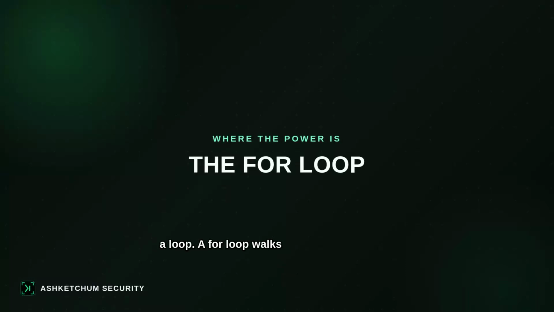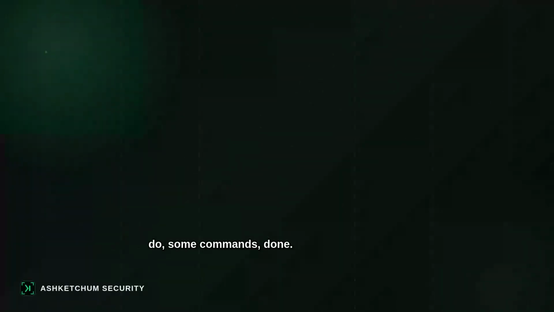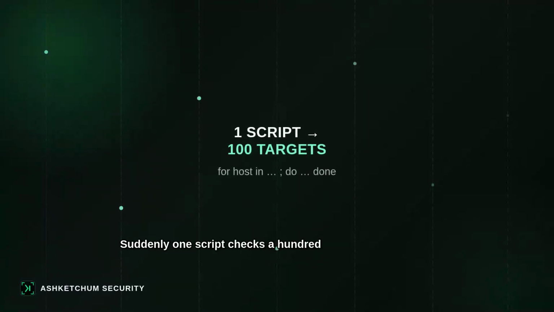A for loop walks through a list and runs the same commands for each item. For host in, then your list, do, some commands, done. Suddenly one script checks 100 targets instead of you checking one. You can loop over a word list, over a file of subdomains, over a range of IDs. Anything you'd otherwise copy, paste and edit 100 times becomes 4 lines that do it perfectly, every time, in seconds.